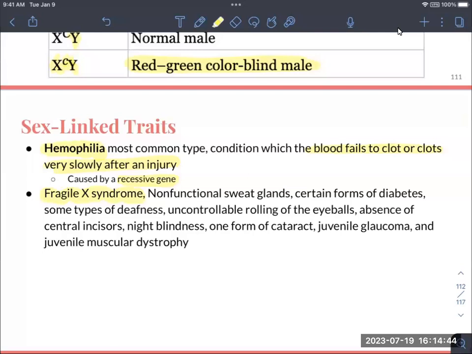Other ones: non-functional sweat glands, certain forms of diabetes, deafness. I like this one, uncontrollable rolling of the eyes can actually be a recessive type of sex-linked trait. Missing incisors, night blindness, cataracts, juvenile glaucoma, muscular dystrophy. These are all sex-linked diseases.